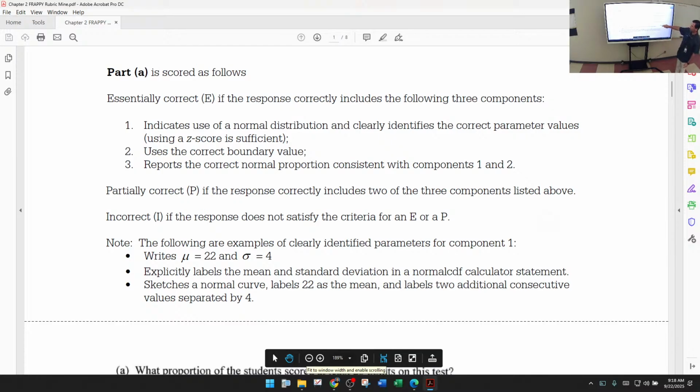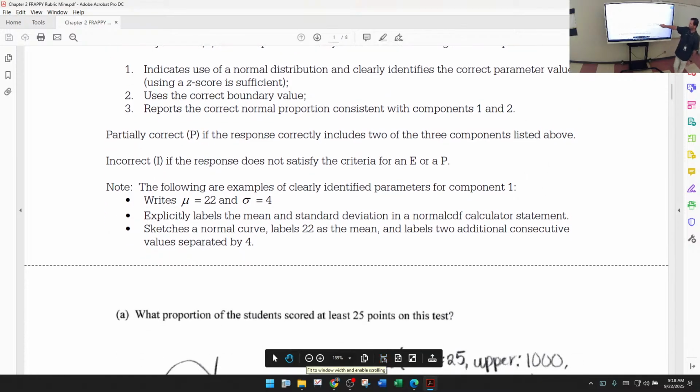Note, the following are examples of clearly identifying the parameters for component 1. Writes mu equals 22 and sigma equals 4. Explicitly labels the mean and the standard deviation in a normal CDF calculator statement. Sketches a normal curve, labels 22 as the mean, and labels 2 additional consecutive values separated by 4 units.